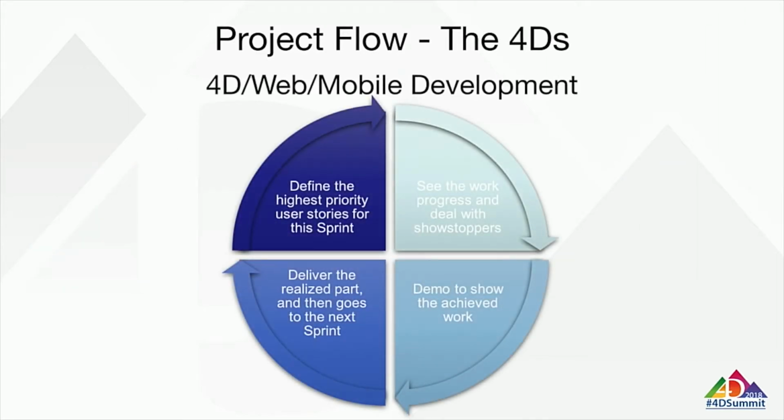We can also work, of course, on development projects, even for desktop, web, or mobile device applications. Here it can be from-scratch development, but also if some customers are using old applications and they want to revamp them, we can help them with this too. For that, we follow a classical agile process. It starts by defining highest priority user stories for each sprint. Then project managers can see the work progress and deal with showstoppers. Once we finish, we can have a demo with the customer to show what has been achieved. And finally, we will deliver it and go to the next sprint.